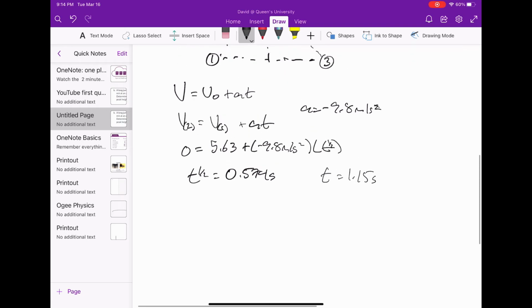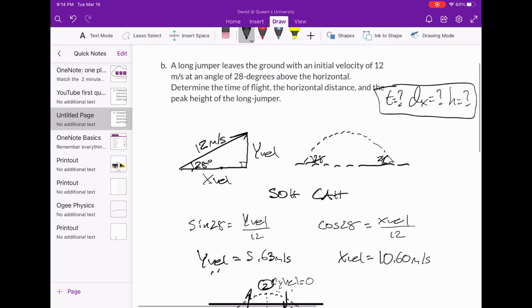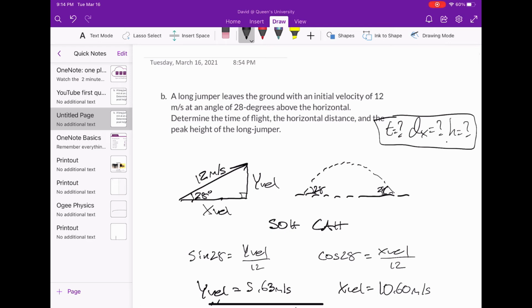And also now we can find what our vertical height is. As if you scroll up to the top of the question, we do need to find our height. We've now found the time of flight, so that is done. And we need the height and x distance still.